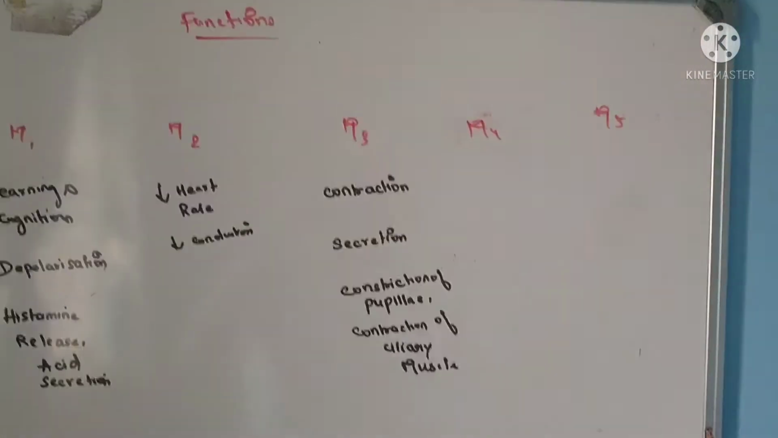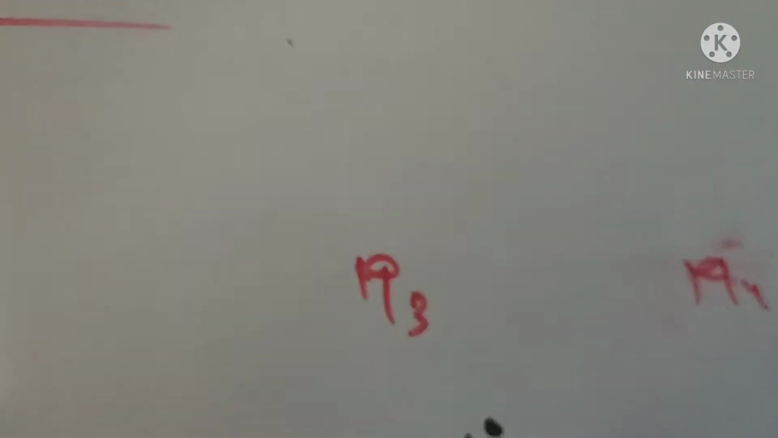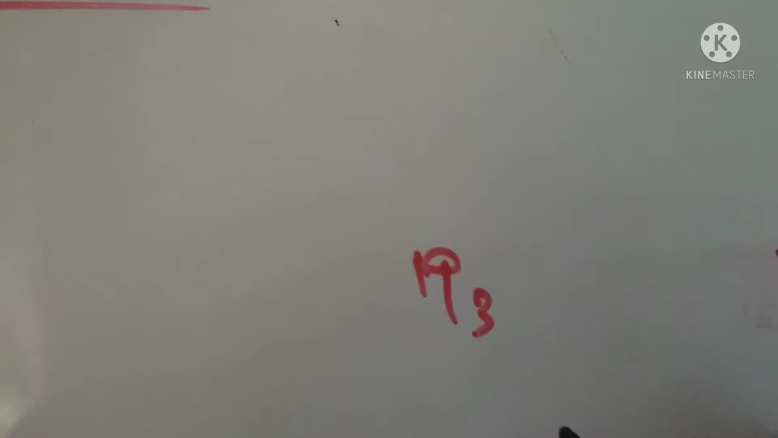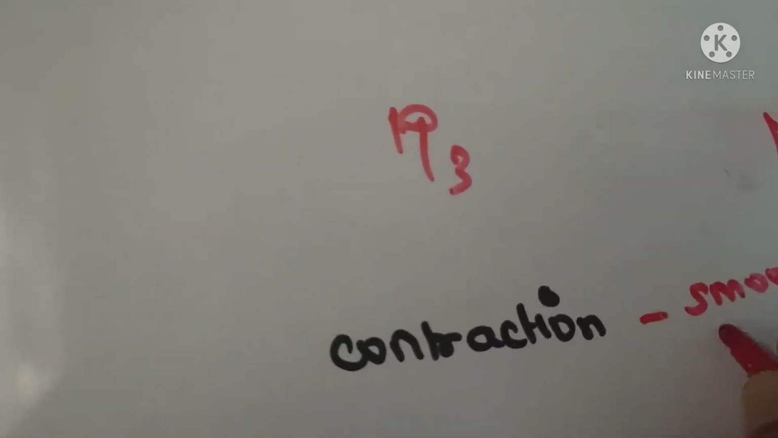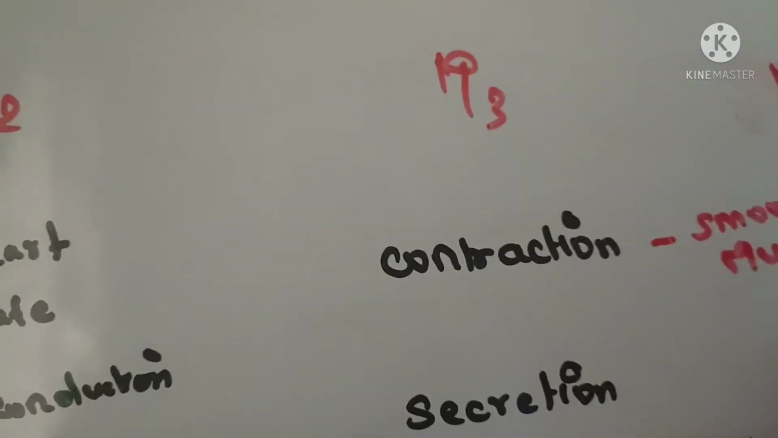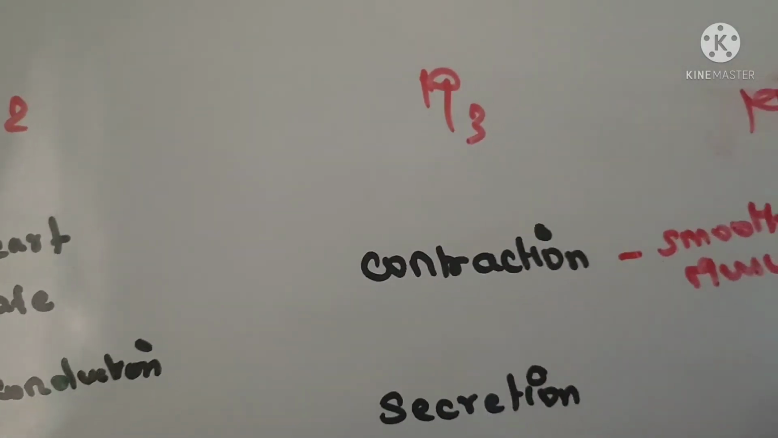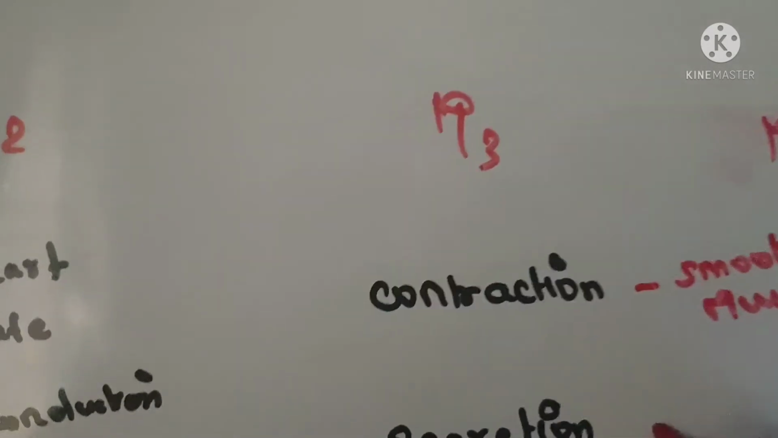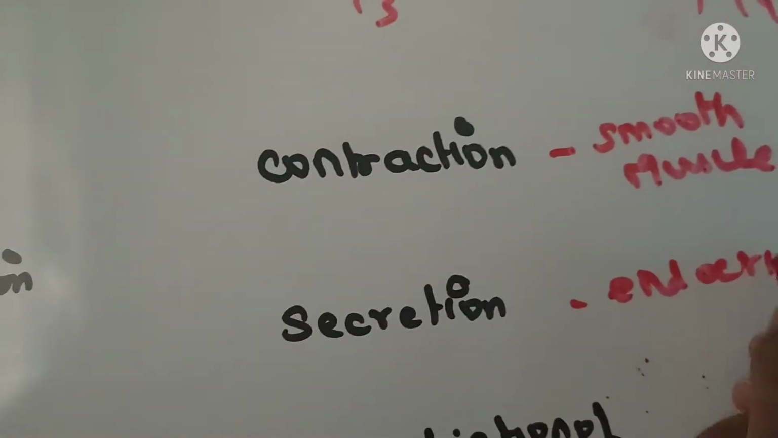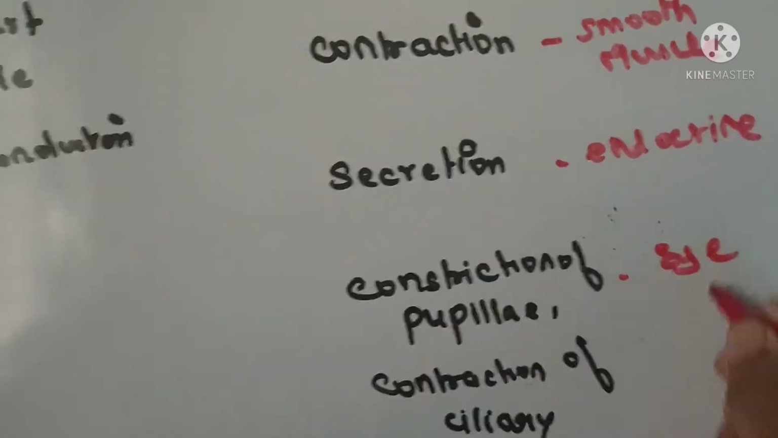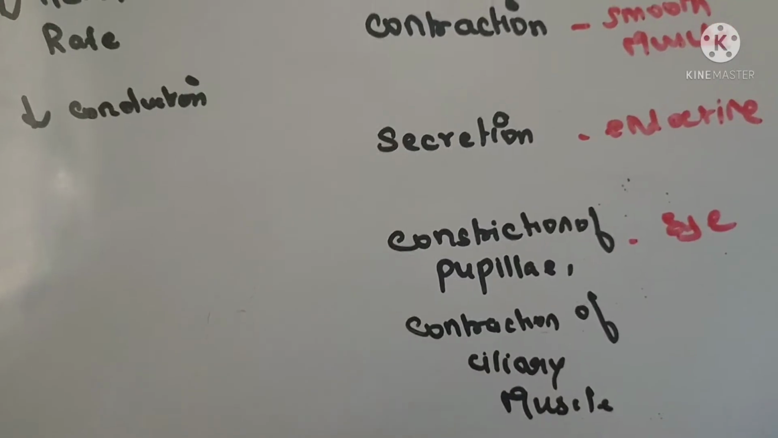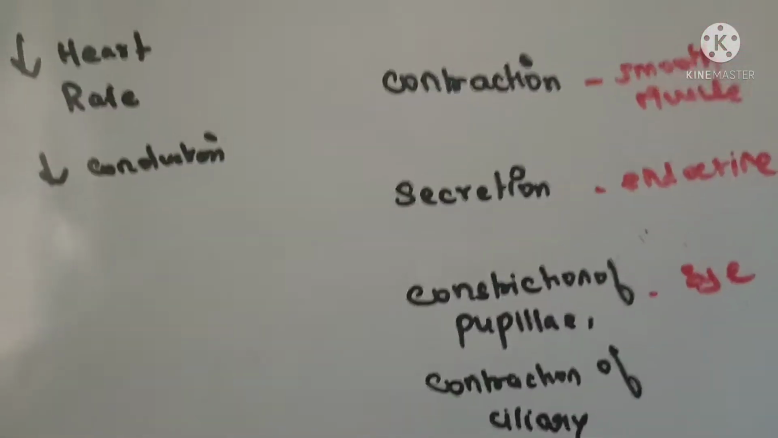So moving on to the functions, first M3. See the CHUGE CAGE. The first one is smooth muscle, where its function is contraction. Then endocrine glands, where it does secretion. Then the eye, where it causes constriction of the pupil and contraction of ciliary muscles. These are the functions of M3 receptors.